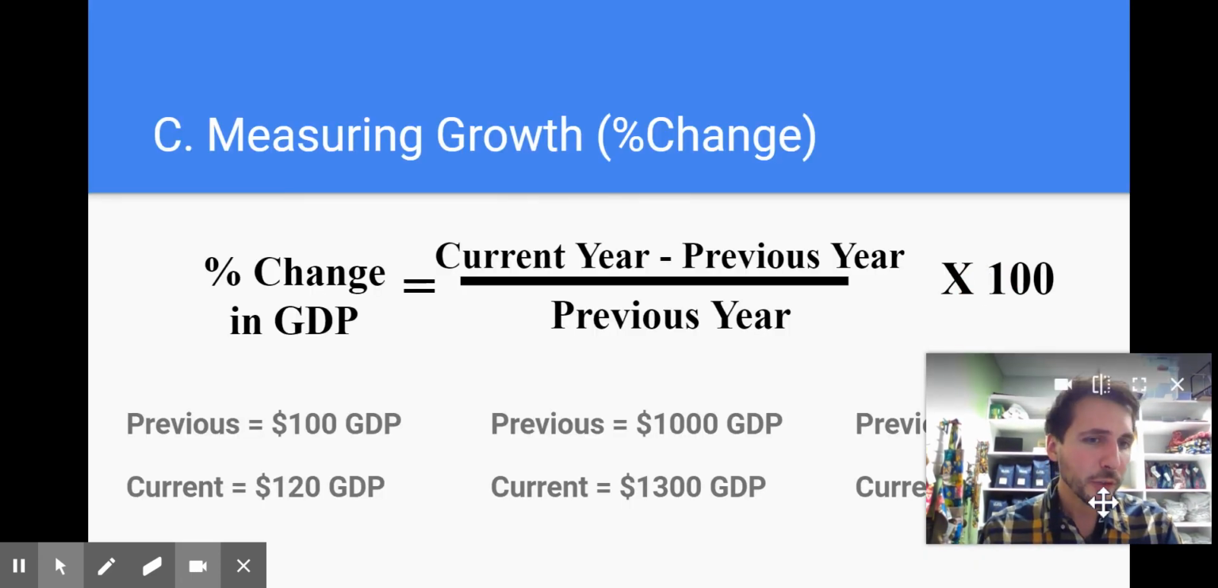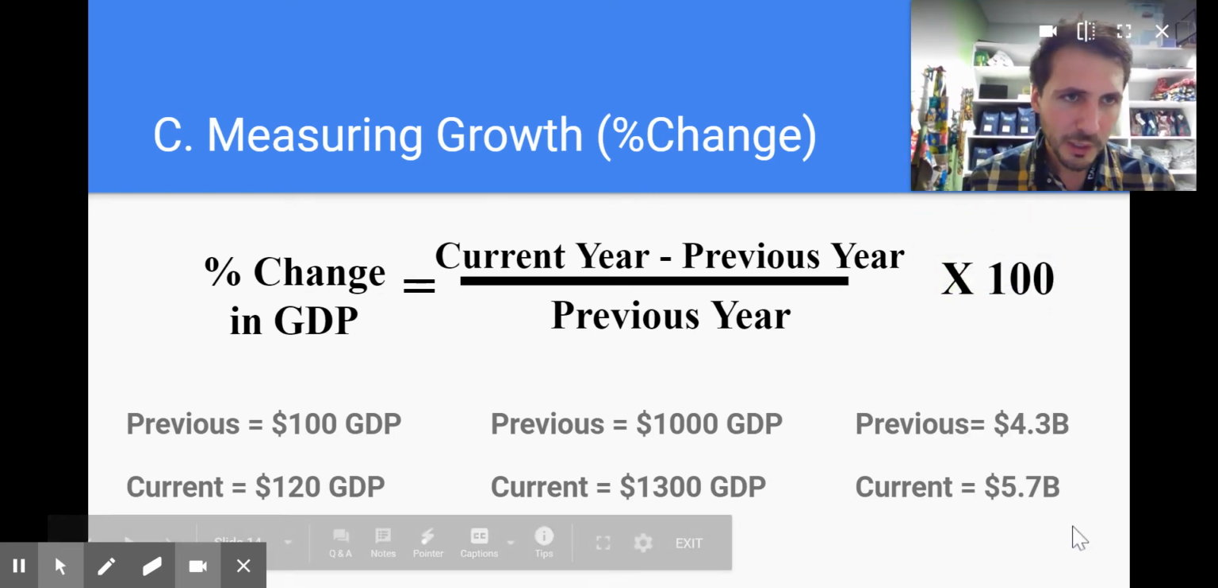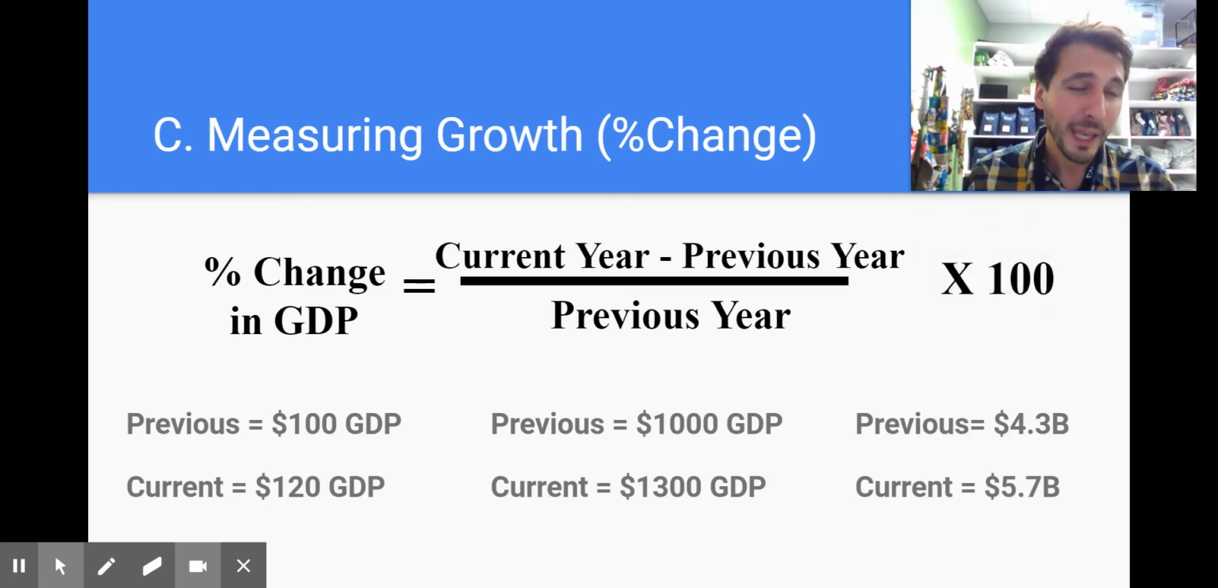All right, so how do we measure this? We use current GDP versus previous GDP. It's just percent growth. Whenever you're measuring the growth of something, you use this same equation. So if I was measuring the growth in my height, right, and I was 60 inches and now I'm 65 inches, I would plug that into this equation and see what my percentage growth is.